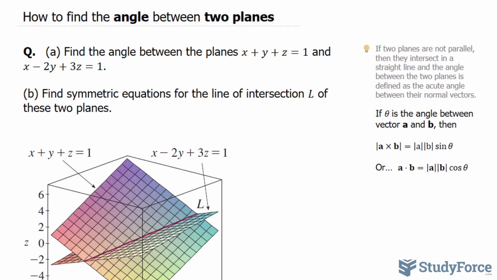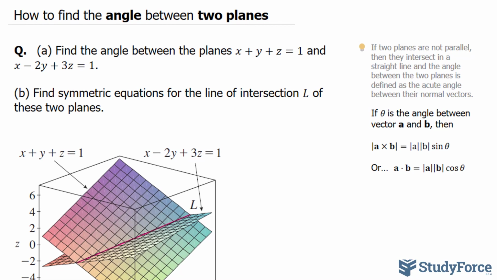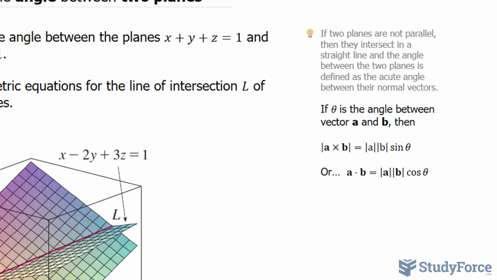Let's start with A. To find the angle between these two planes, you can use two different methods. You can either find the magnitude of the cross product of the normal vectors, which are those that shoot perpendicular to the plane, they're not shown, and then use this formula to find theta, or you can find the dot product of those two normal vectors and use this formula. Of course, you'd solve for theta in both. For simplicity's sake, I think using this formula makes things easier.